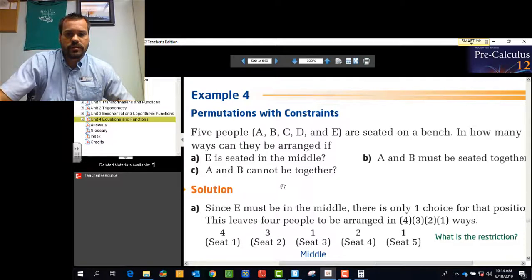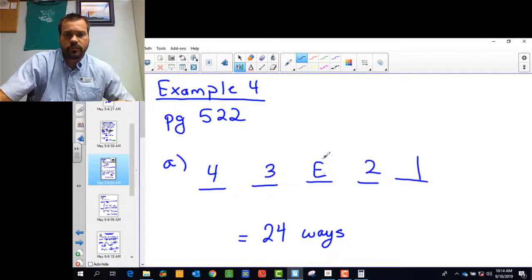The first way is to say, okay, if E is in the middle, there's E. There's only one way to do that. Once you have E in the middle, then you say, well, how many other people are there? There's A, B, C, and D. So there's 4 options here, there's 3 options here, there's 2 options here, and there's 1 option here. So it's 4 times 3 times 1 times 2 times 1, which gives you 24.